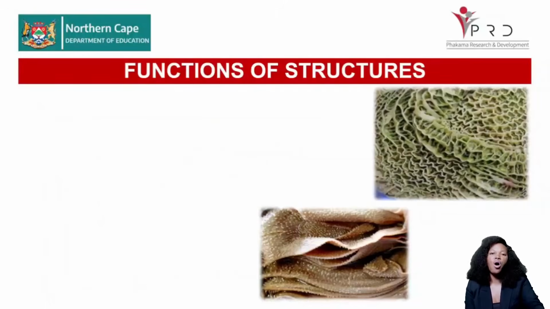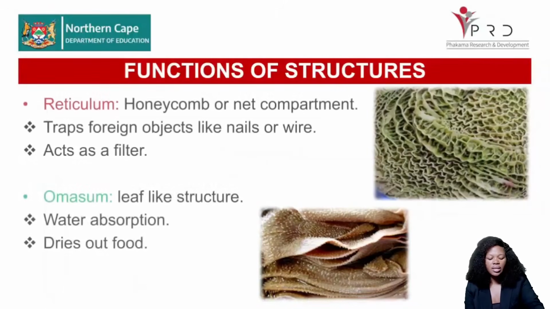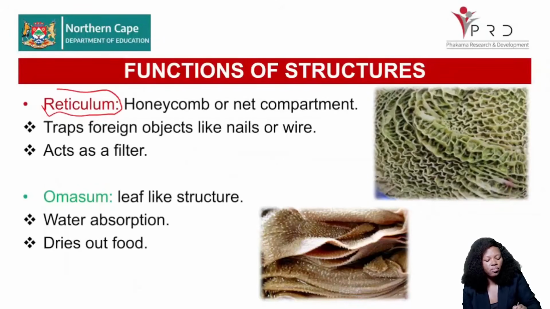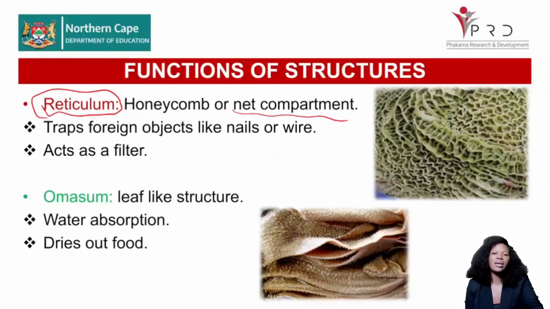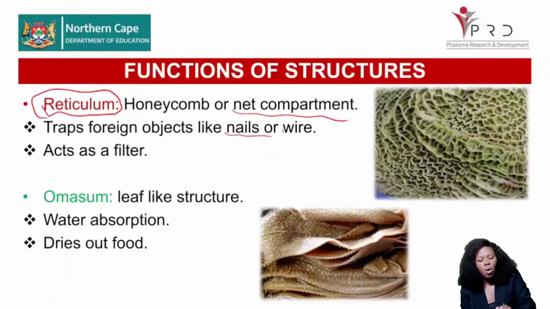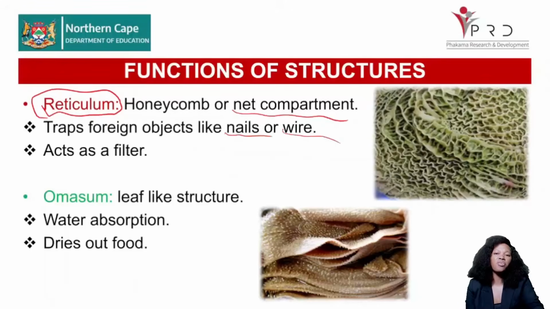Now let us move on to the functions of the other compartments. Secondly, we have the reticulum. The reticulum is known as the honeycomb or net-like structure. As you can see, it looks like a net structurally. The function of the reticulum is that it traps foreign objects such as nails or wires. It is where foreign objects accumulate, or it acts as a filter.